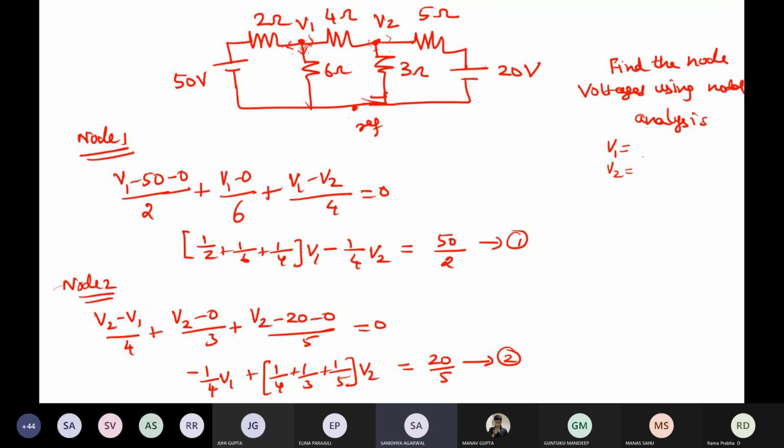Ma'am, I have a doubt. In that V1 minus V2 upon 4, can you tell me how it is 4? Shouldn't it be 7? Where, ma'am? In this V1 minus V2.